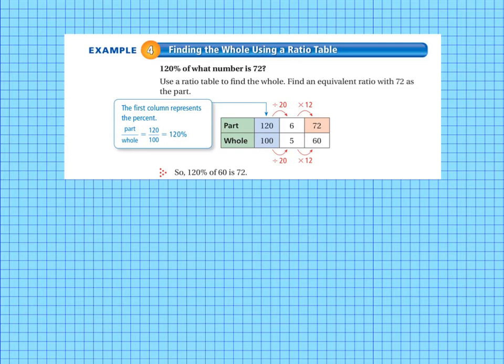Here's how to do the same thing using a ratio table. 120% of what number is 72? So 120% is the percent. This is the part. And we are missing the whole. So it's a good idea to go through and identify what's what before you ever start the problem. Use a ratio table to find the whole. Find an equivalent ratio with 72 as the part. So 72 is going to go in your top box because parts are in the top.